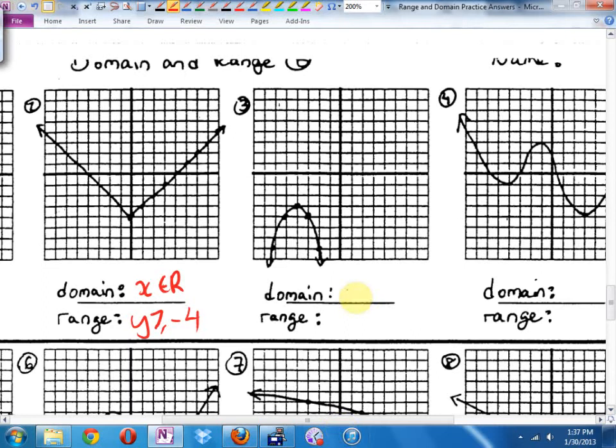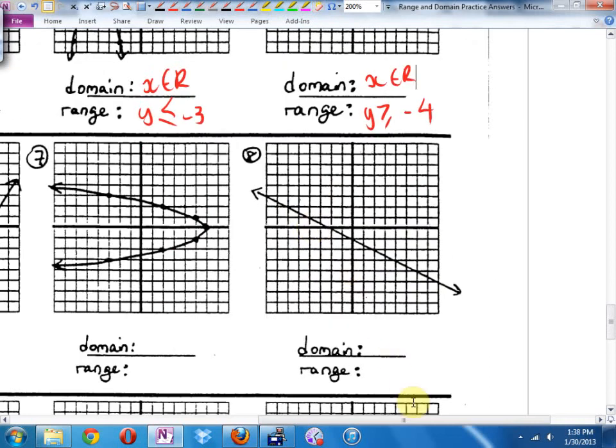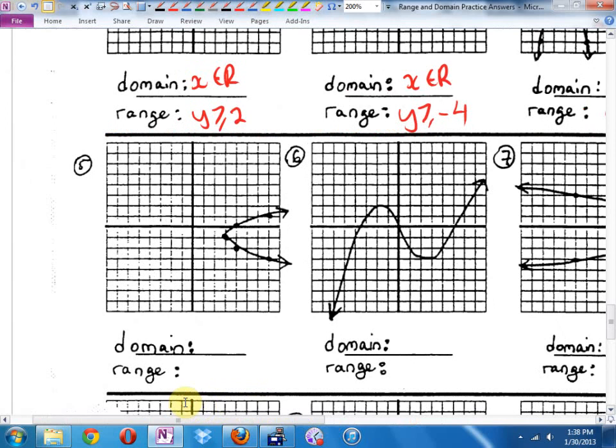Oh, domain. All reals, range, everything below and touching -3. Domain, all reals. Range, the lowest we get is right there. Everything above and touching -4. Domain. Oh, not a function, this one. Everything to the right, bigger than or touching 3. Range, all reals.